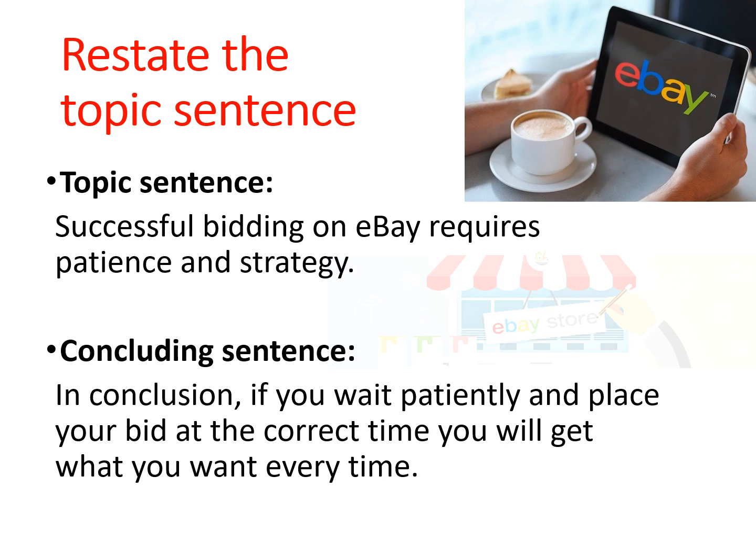Let's go ahead and look at this topic sentence. This topic sentence is about eBay. Now it says, successful bidding on eBay requires patience and strategy. Now let's look at the concluding sentence. I have in conclusion, which is my transition. If you wait patiently and place your bid at the correct time, you will get what you want every time. So if you look at these two sentences, the meaning is pretty similar, right? Both of these sentences talk about being patient and having strategy.